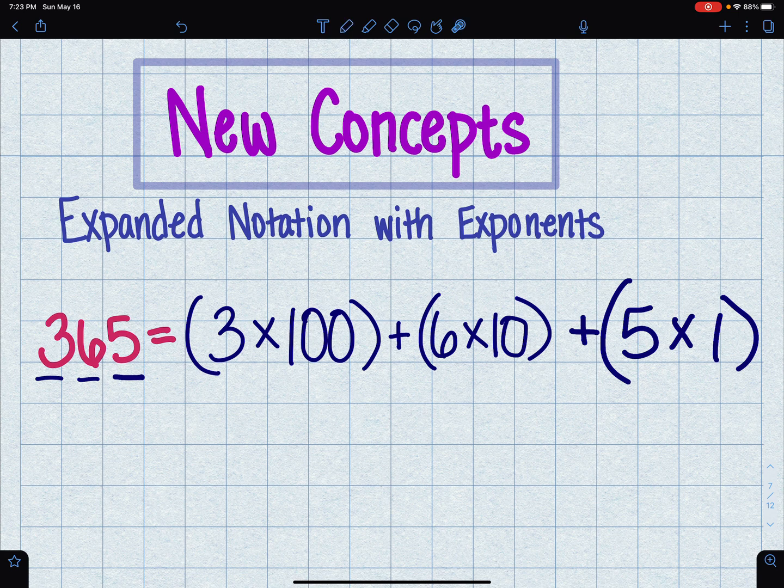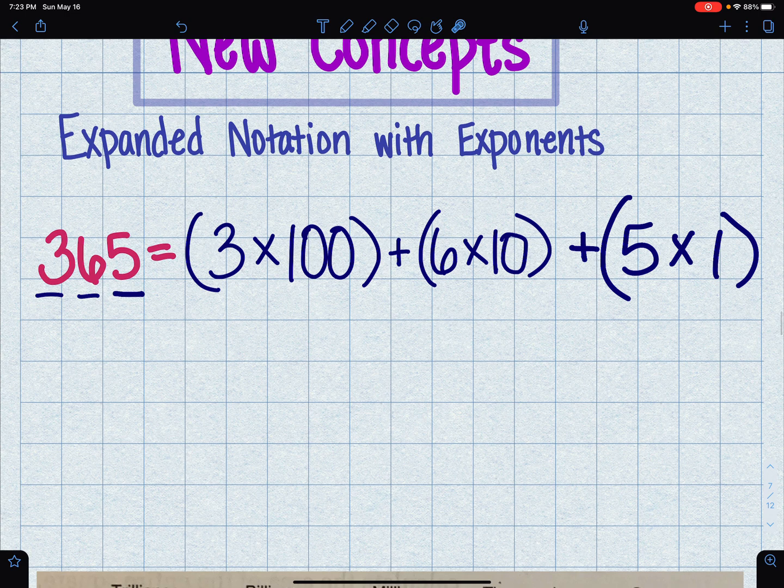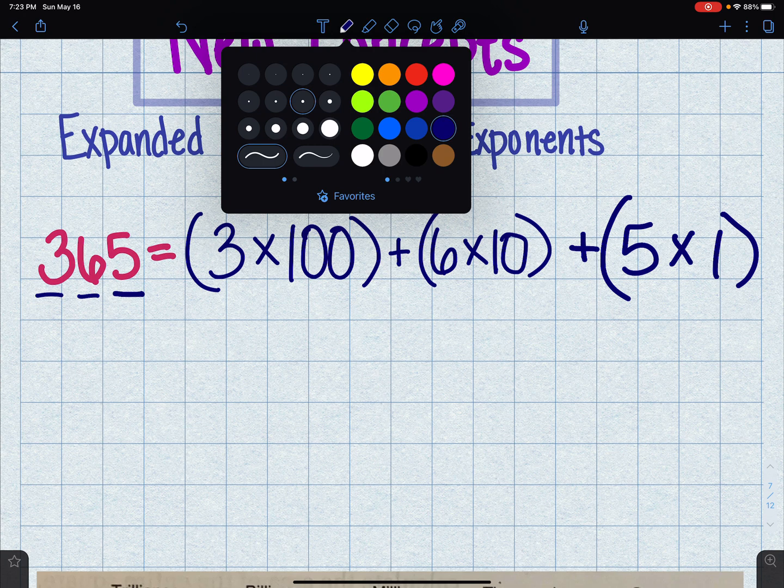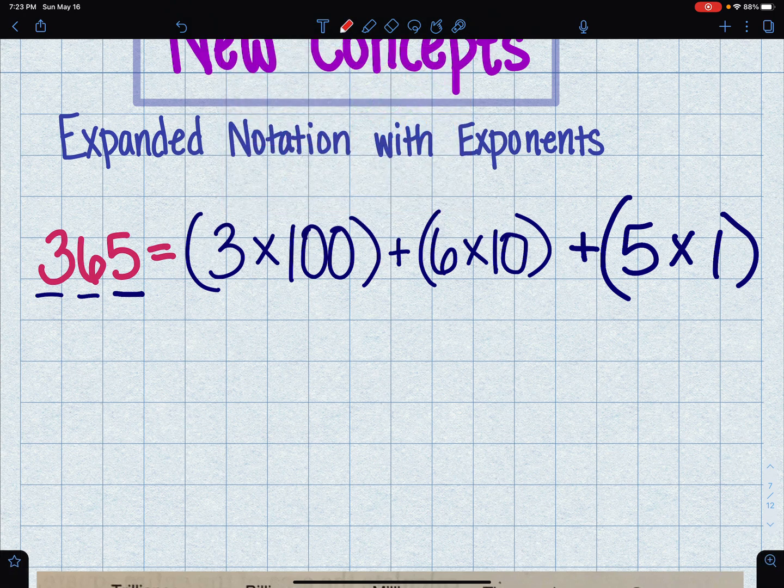You take each number and you basically write what place it is in. 3 is in the hundreds place, 6 is in the tens place, 5 is in the ones place. If you multiply those out and add them together, you will get 365. Cool, huh? There's another way you can write it in expanded notation. Instead of this, you can use exponents. So let's try that. Instead of 3 times 100, 3 times 10 to the 2.